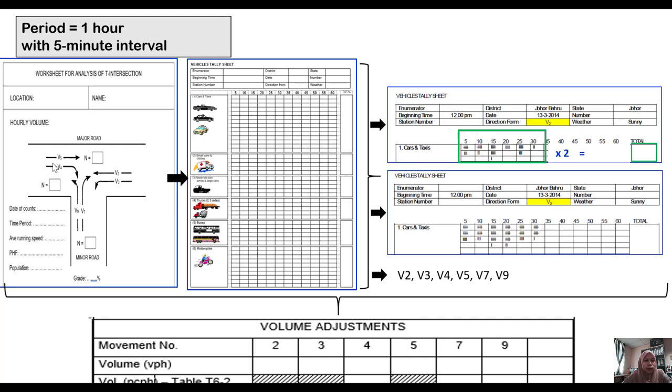We have 6 movements here: V2, V3, V7, V9, V4 and V5. So altogether we have 6 vehicle tally sheets to represent all these 6 movements. The data collection was conducted for 30 minutes, but we need to do the analysis for 1 hour. So the data for 30 minutes needs to be multiplied by 2 to get the estimated 1 hour volume for each vehicle type, and we need to do this for all the 6 approaches.